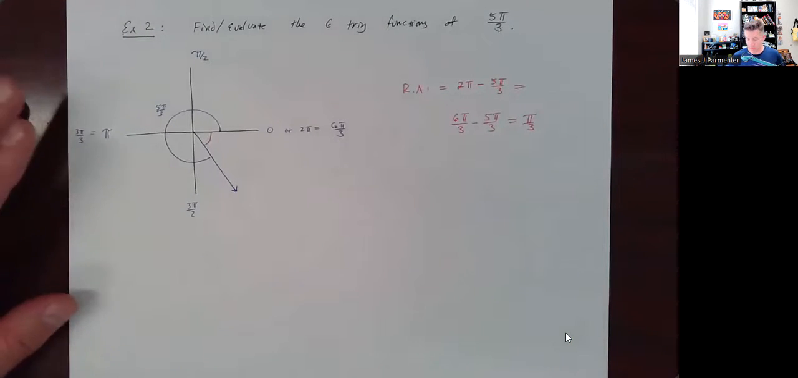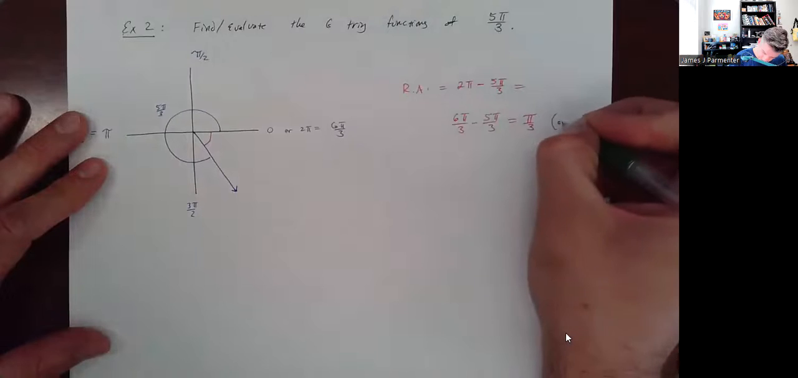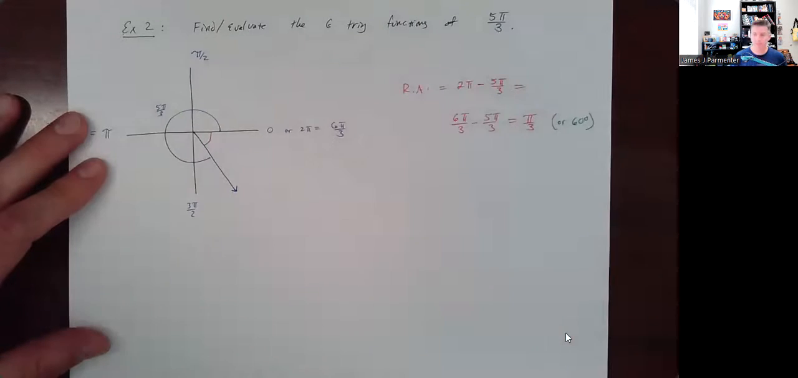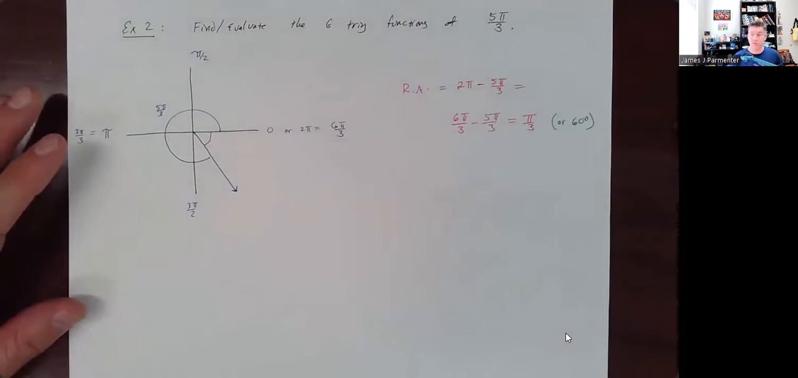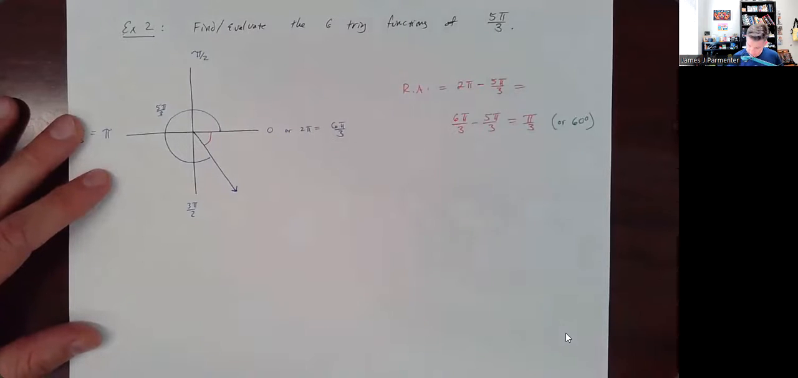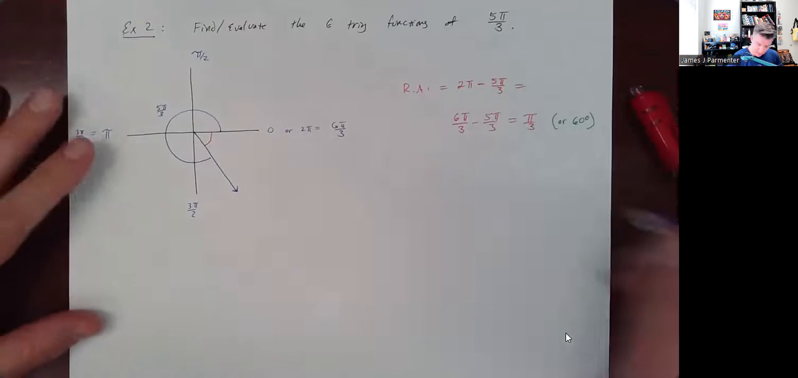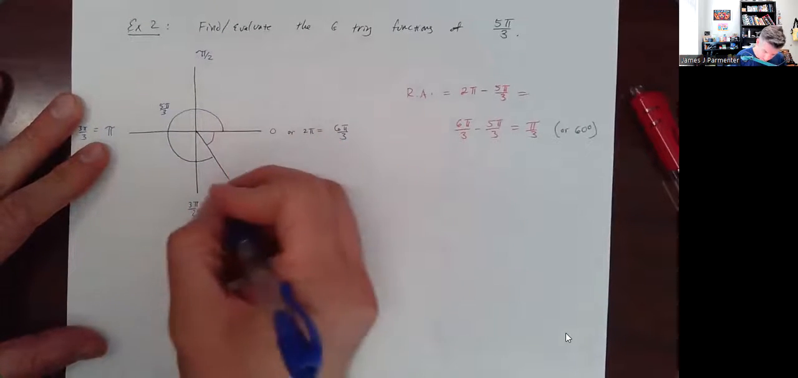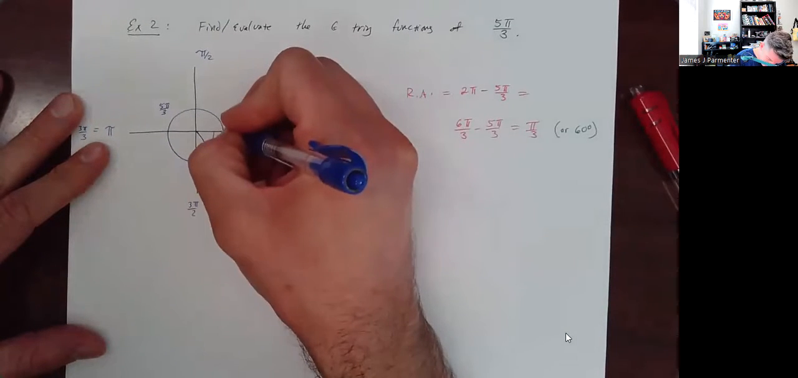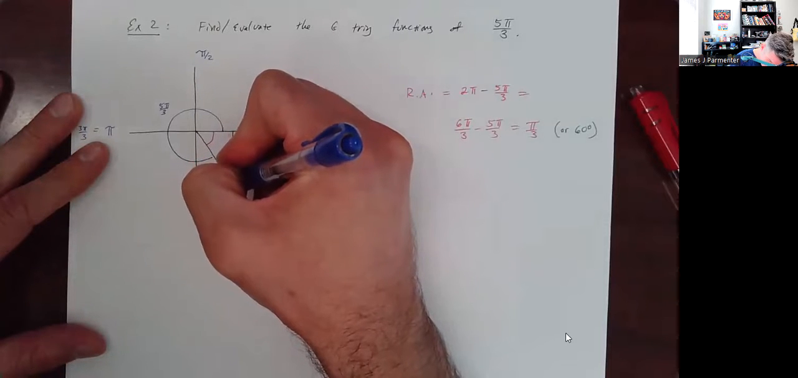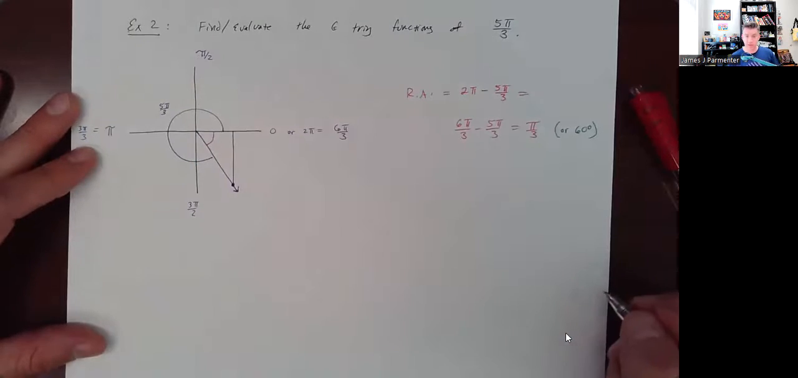And just so everyone's on the same page, we know that pi over 3 is 60 degrees. So I'm going to end up with another 30, 60, 90 triangle. I'm going to drop my perpendicular, but I'm dropping it to the x-axis. Never over to the y, always up to the x or down to the x. So there's my 30, 60, 90 triangle.